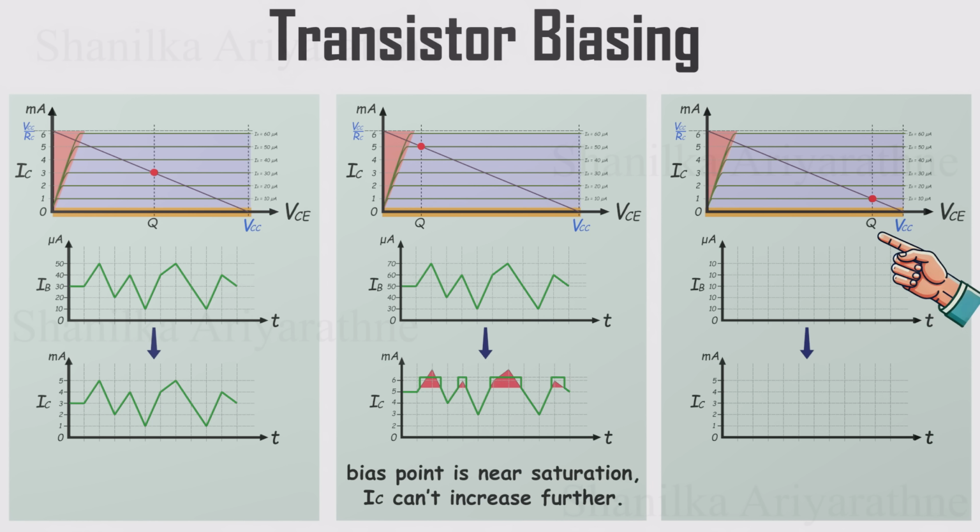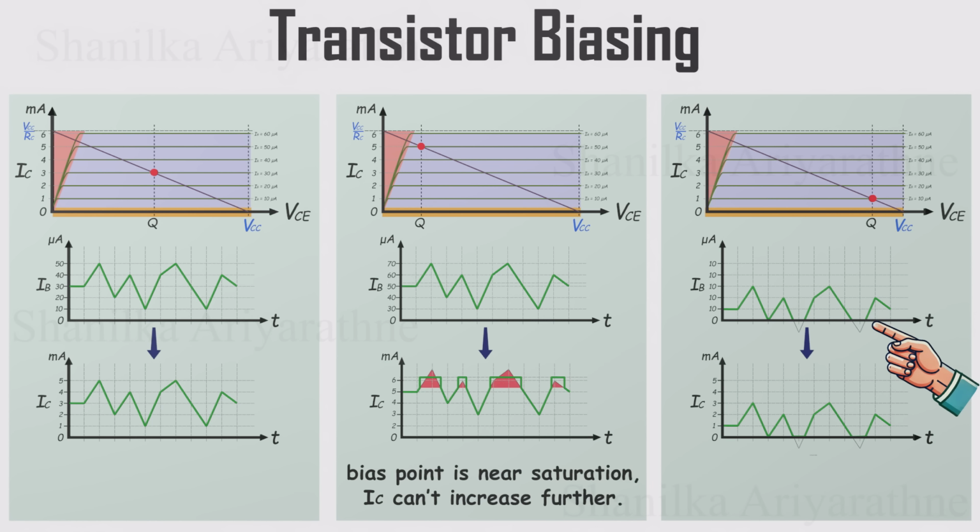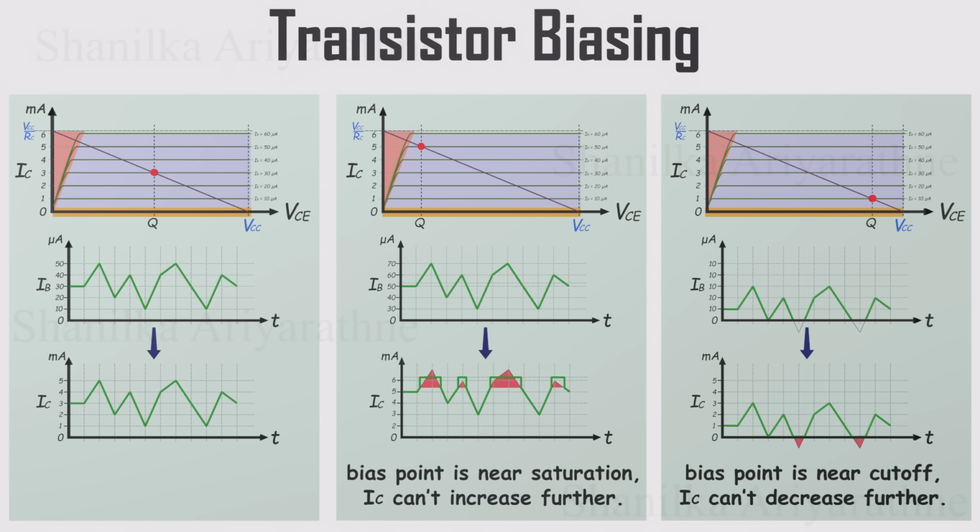Now let's look at the third case, where the bias point is set too high. VCE is near VCC, and IC is very low, putting the transistor near the cutoff region. To reach this state, we set IB to just 10 microamps. While this setup allows IB to increase and push IC upward, there's very little room for IB to decrease. If IB drops to 0, the transistor hits cutoff and IC drops to 0 with it. So this bias point restricts how far the signal can swing downward. Again, not ideal for clean amplification.